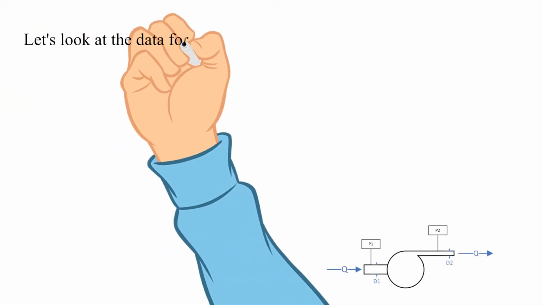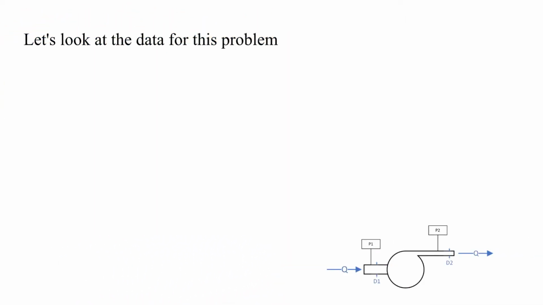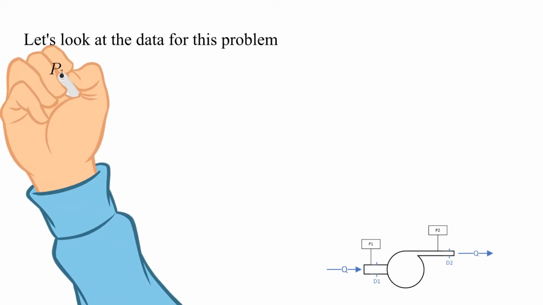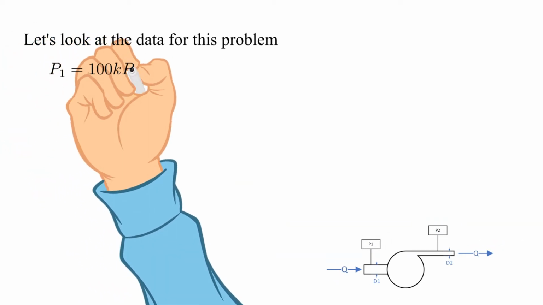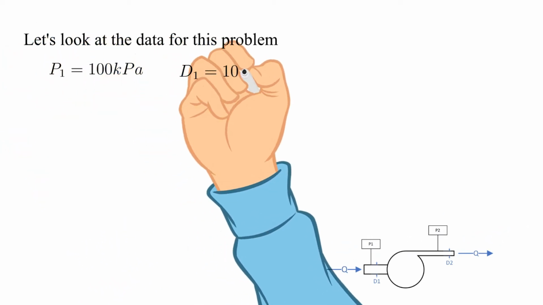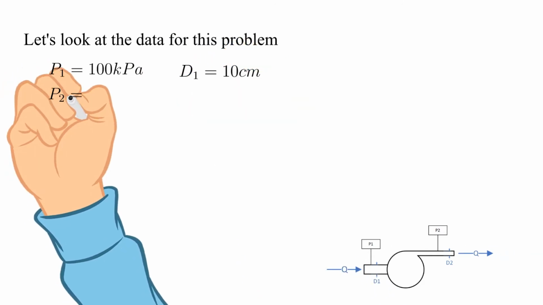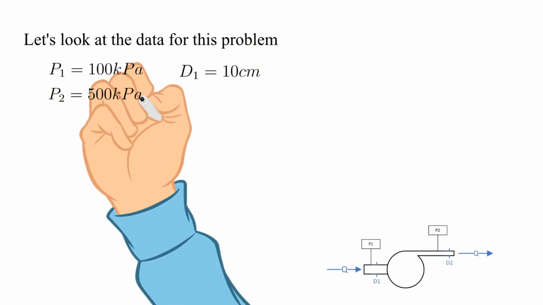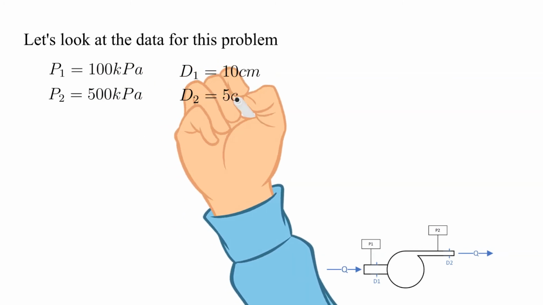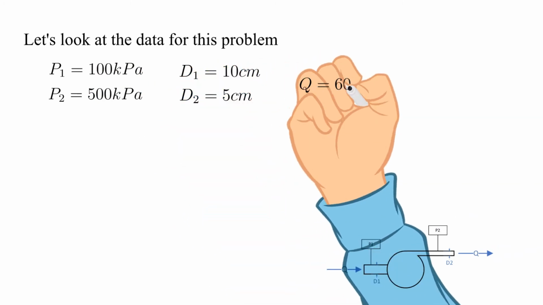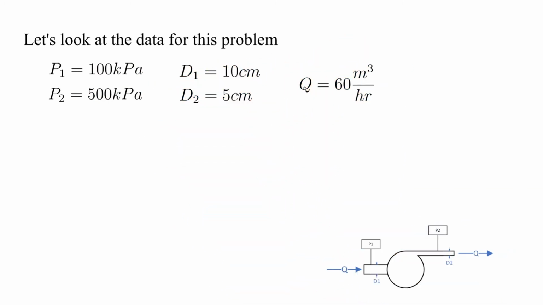Let's look at the data for this problem. Point 1 is the pump inlet. P1 is 100 kilopascals. D1 is 10 centimeters. Point 2 is the pump outlet. P2 is 500 kilopascals. D2 is 5 centimeters. The volumetric flow rate, Q, is 60 cubic meters per hour.